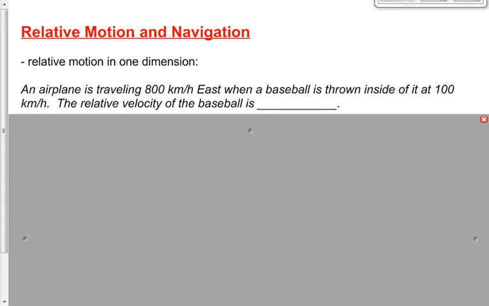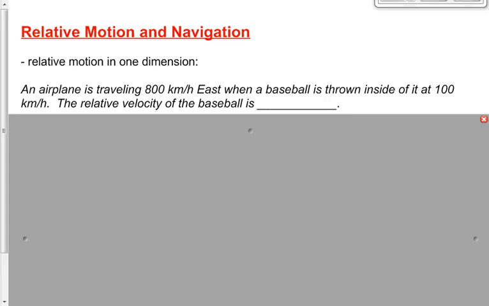Yep. Could be 900 kilometers per hour. Good question. What direction did he throw the baseball? The airplane is moving to the east. He threw the baseball at 100 kilometers per hour. It could be 700 kilometers per hour. Could be 900, could be 700, depending upon the direction he threw the ball, if we're measuring the velocity of the baseball relative to the ground.